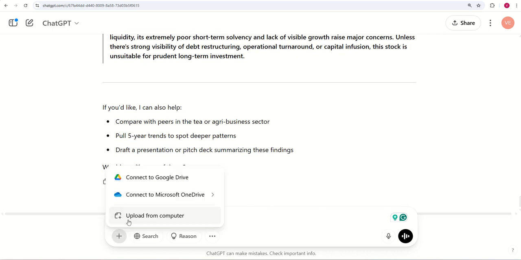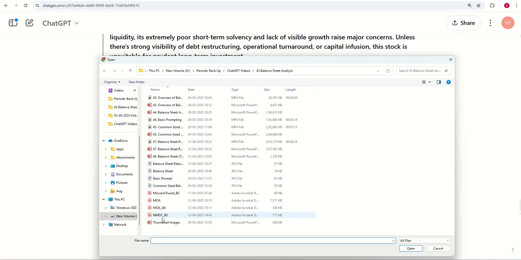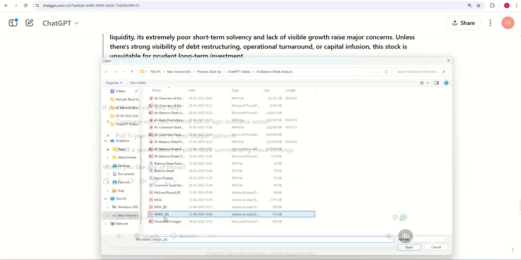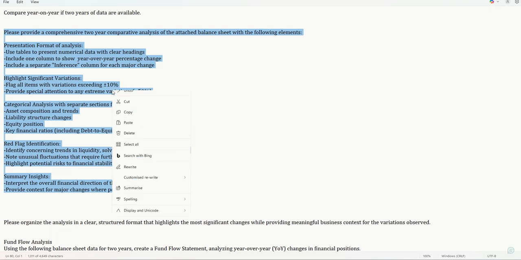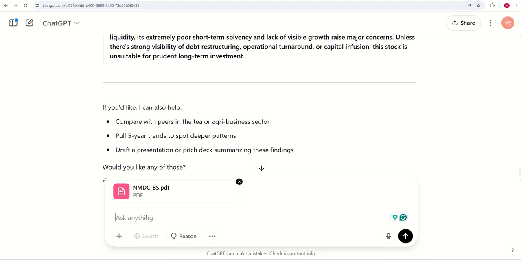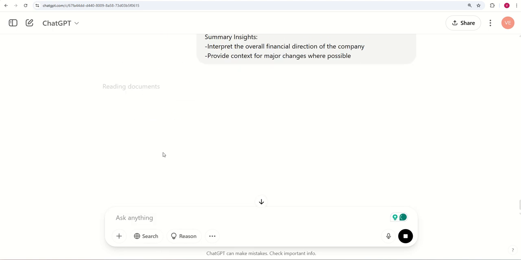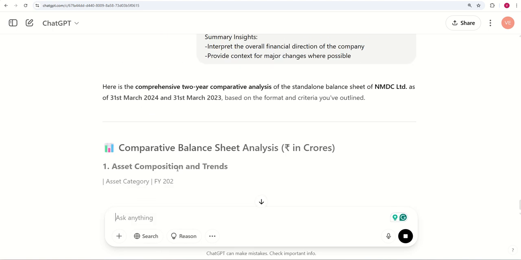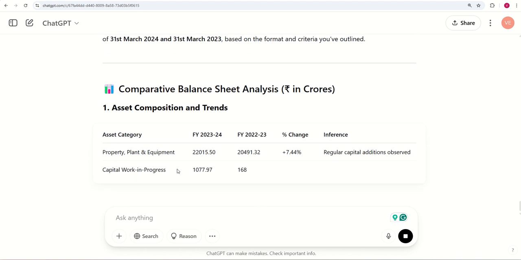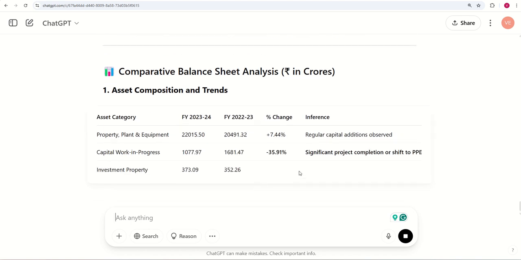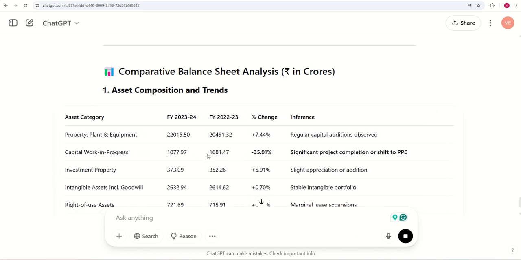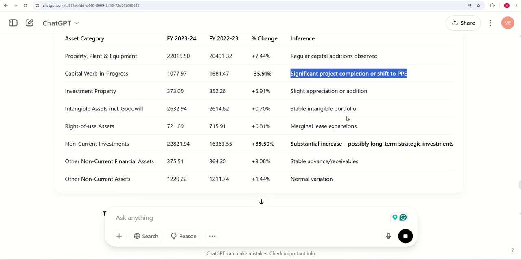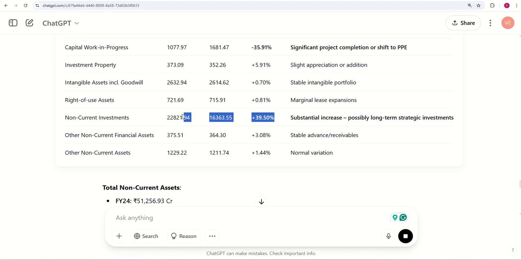So similarly, let me do this analysis for NMDC, the mineral company held by the PSU. Let us see how this report comes out. See, for example, capital work in progress has decreased, almost a 35% decrease. It is showing significant project completion or a shift to plant equipment. Then non-current investment is also having a substantial increase.